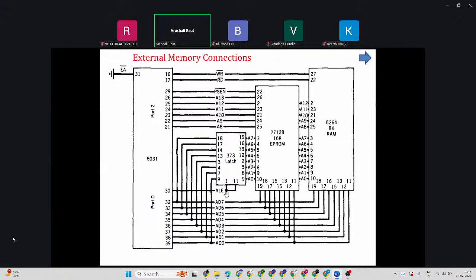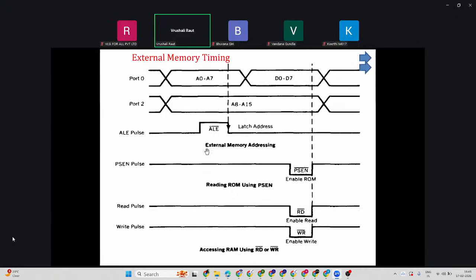And then the ALE. What are we doing with the ALE? Look here now: when the signal on ALE goes low, my port 0 shifts from address to data. What will it carry later on? It will carry the data. Previously, it was carrying the address. Once the low signal goes on ALE, port 0 converts to a data port, whereas port 2 continuously remains an address port.